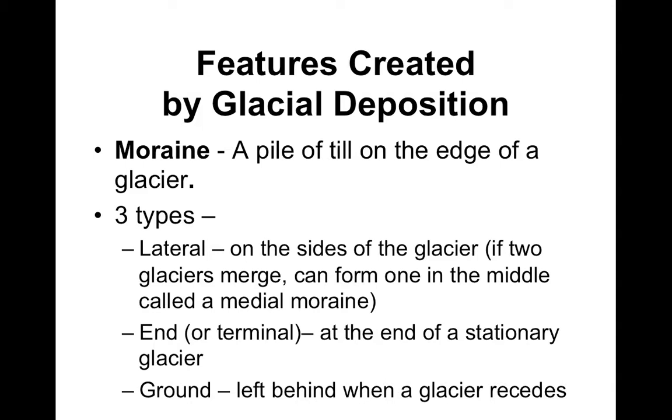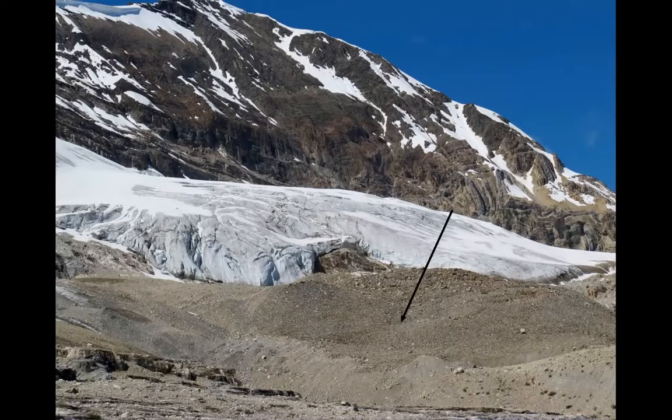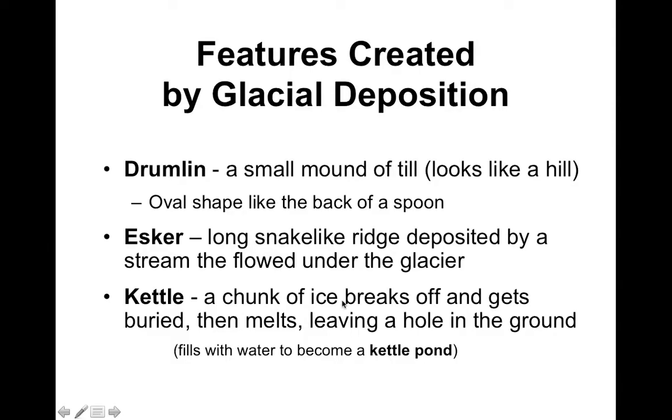Then you have the end or terminal moraine, which is at the end of a glacier that's not moving forward or advancing. And then a ground moraine is kind of like an end moraine, but as the glacier is receding. So it's very similar. This diagram shows a lateral moraine, medial moraine, where 2 small glaciers meet and the lateral moraines merge in the middle of the glacier, and then also the terminal moraine at the end, or end moraine. So moraines are the big features. And here's a small-ish moraine. This is a terminal or end moraine from this glacier here. So it pushed this till forward and then it melted back, leaving this till behind.